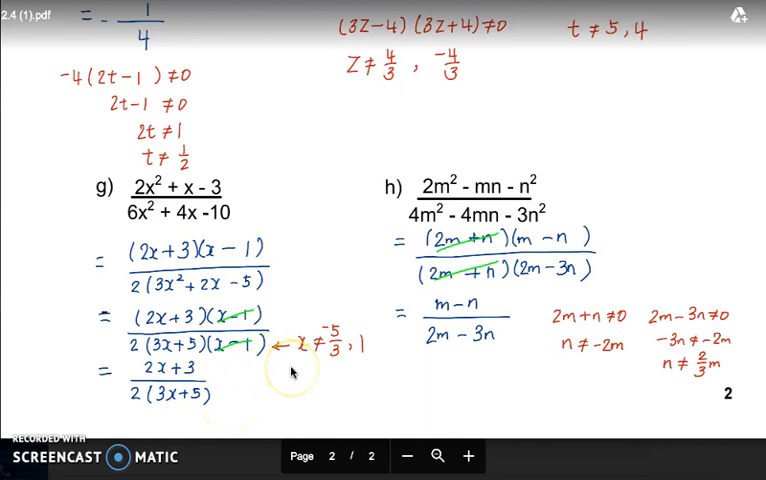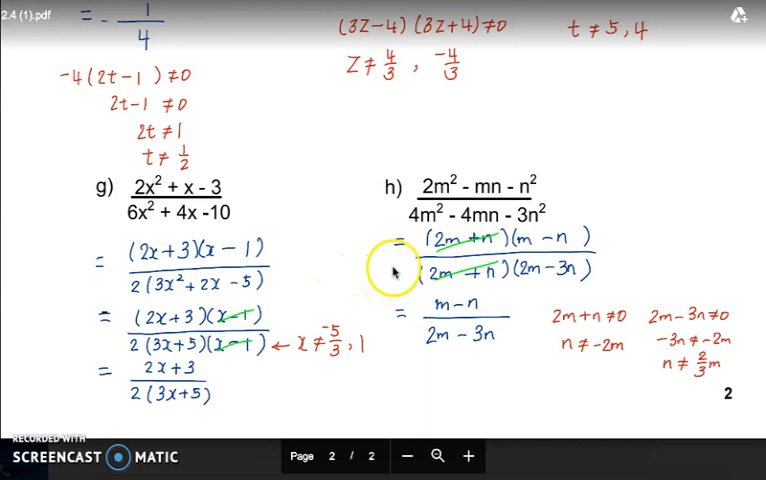And what are your restrictions? Well, go back to the factored form of the original denominator. What in 3x plus 5 will make this 0? It will be -5 over 3. What in x minus 1 will make this 0? When x is equal to 1. Therefore, here are your restrictions.